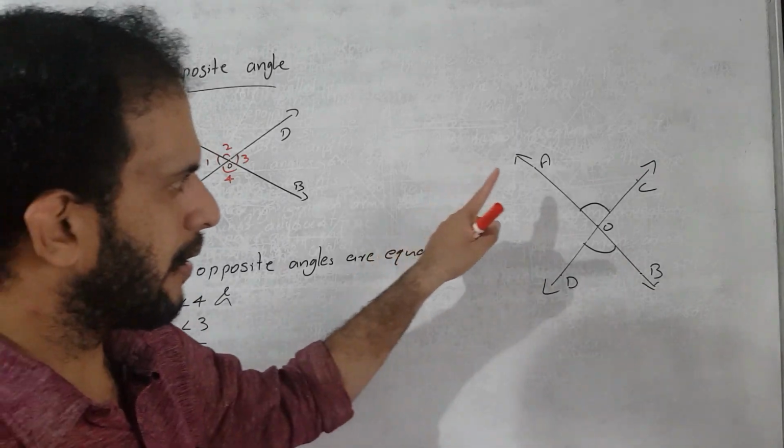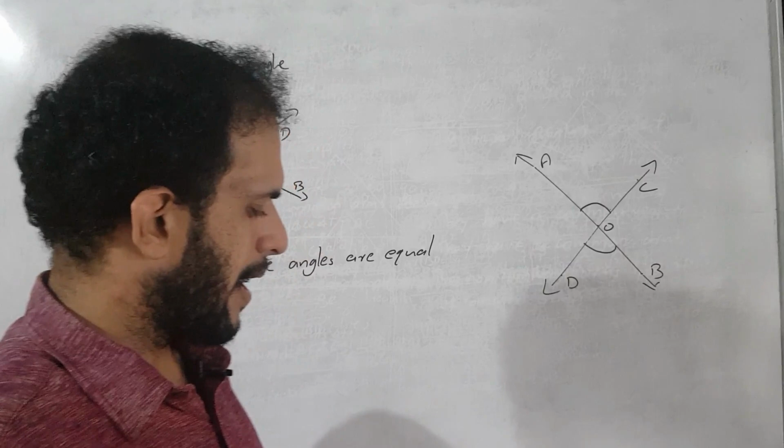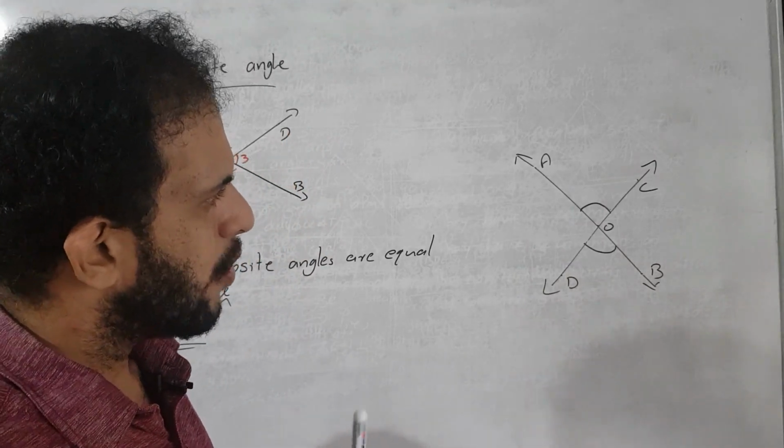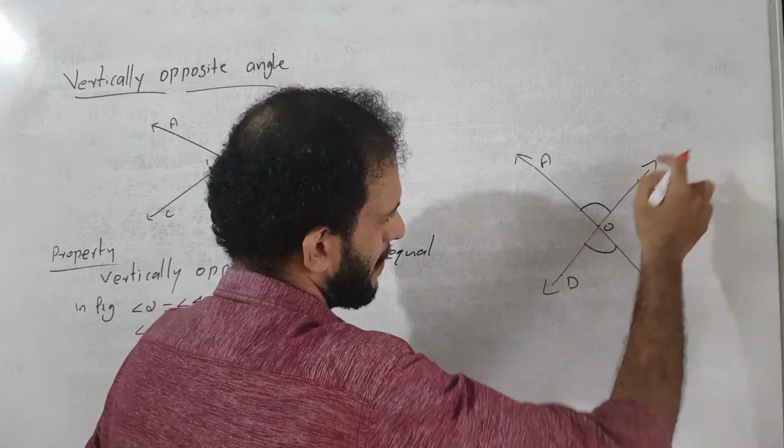Then what are the vertically opposite angles here? AOC and BOD. Okay, then the other case we consider this also. We start from C, here meaning CD.